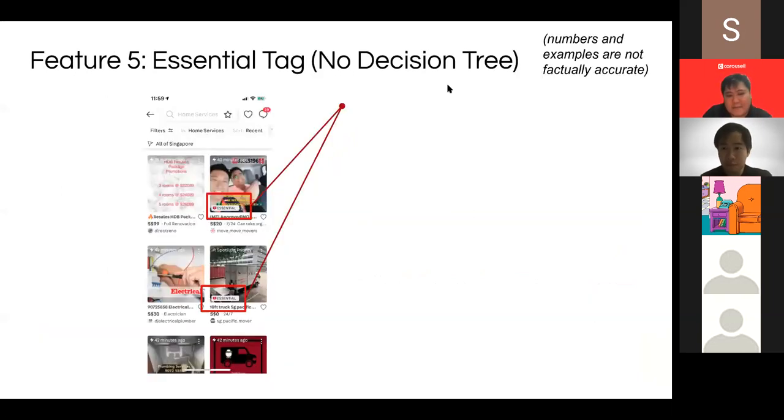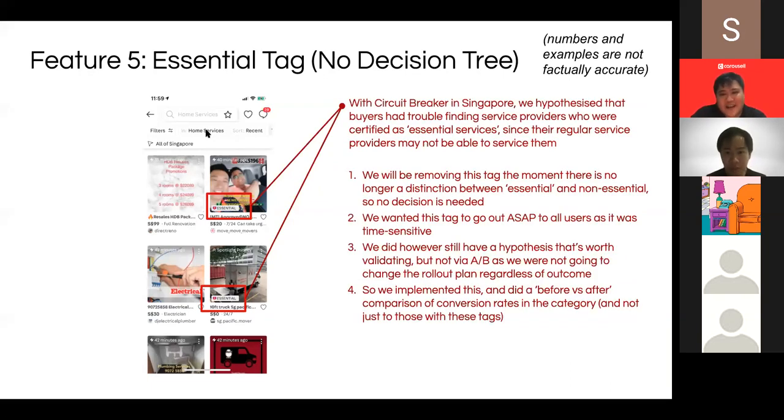Last lesson. Here is an essentials hack. We just came out of circuit breaker, but two days ago, this was still relevant. I see it's still relevant now. Basically the hypothesis here was about the services category, home services. With circuit breaker in Singapore, we hypothesized that buyers had trouble finding service providers who are certified as essential services. The problem is that you look at all these providers and you don't actually know who is certified essential.